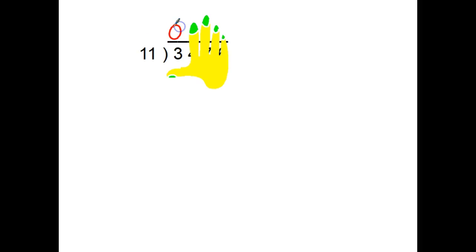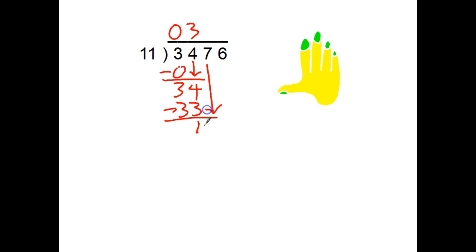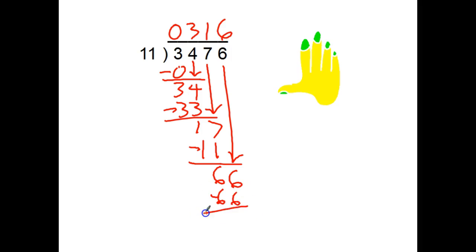Alright, there are no 11s in 3. 11s in 34, that would be 3. 3 times 11 is 33. 11s in 17 would be 1. That's 11. And 11s in 66 would be 6 of them, which is going to give me an answer of 316.